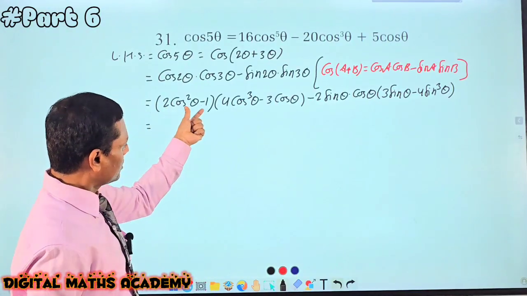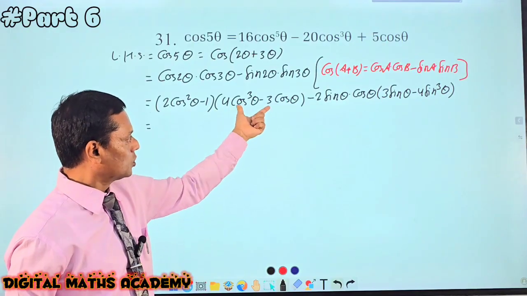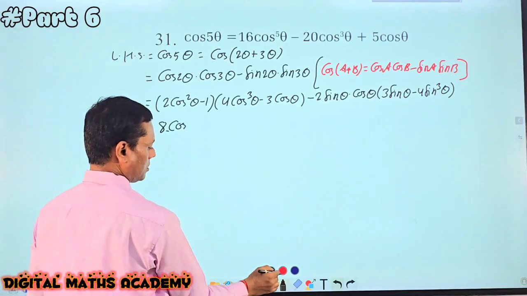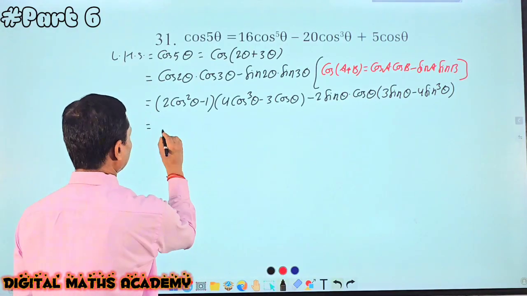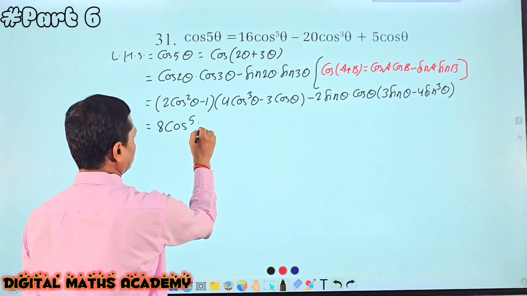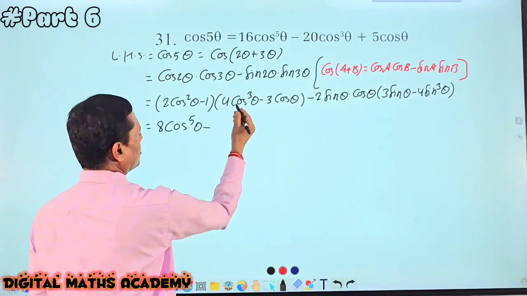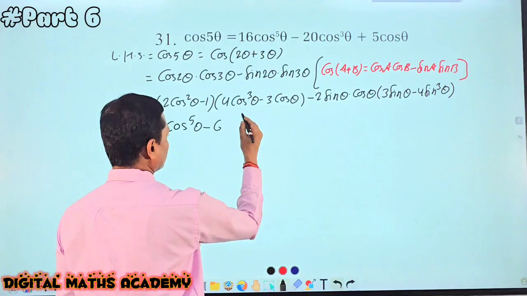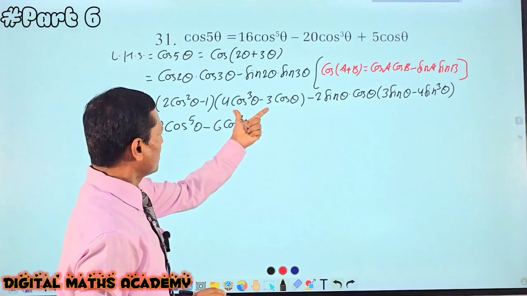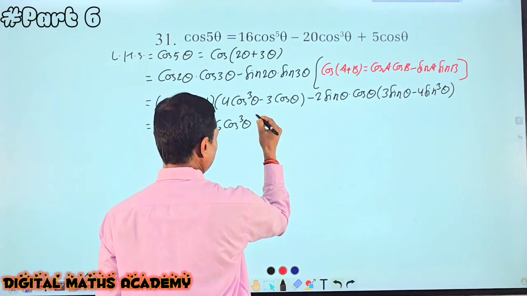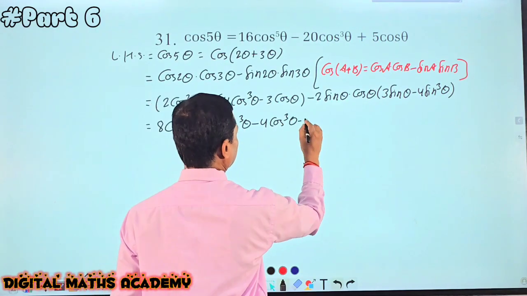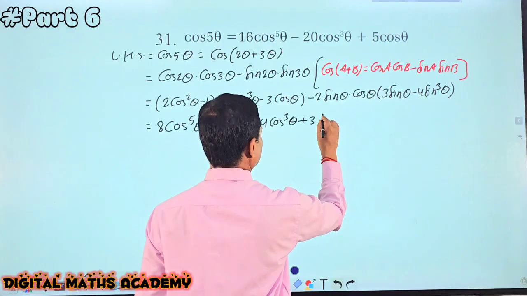Just multiply. So 2 cos square theta into these parts. 2 for the 8 cos to the power 5 theta, right? Minus 2 for the 6 cos square dot cos theta means 6 cos cube theta, and minus 1 into this part, all will be negative. So sign change, minus 4 cos cube theta and minus minus plus, we have here 3 cos theta.